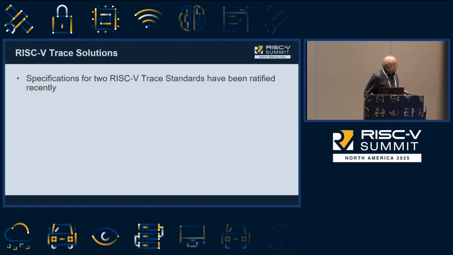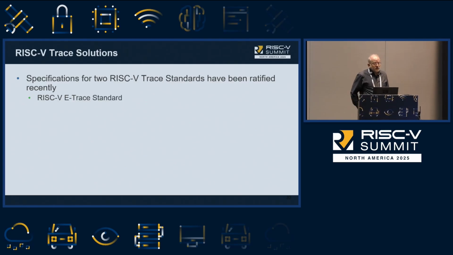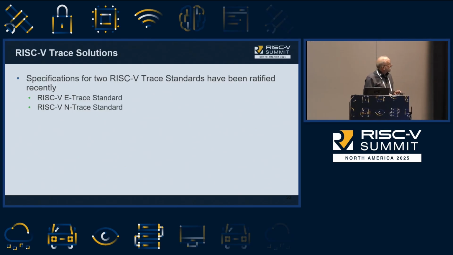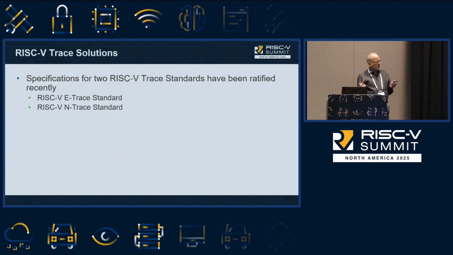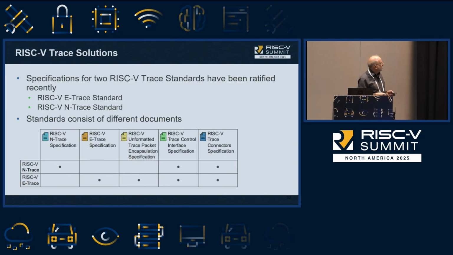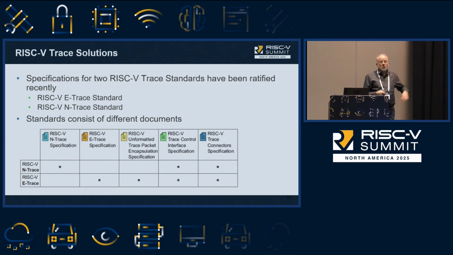So let's talk about the trace specifications. So there's two specifications that you're going to see, the E-Trace and the N-Trace. Before that, there were a couple of proprietary solutions that were out there. These kind of evolved as the work groups worked with those, and those specs became open standards. And you'll see that there's quite a few documents that describe what those look like.